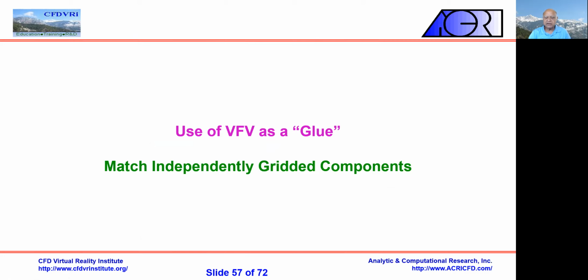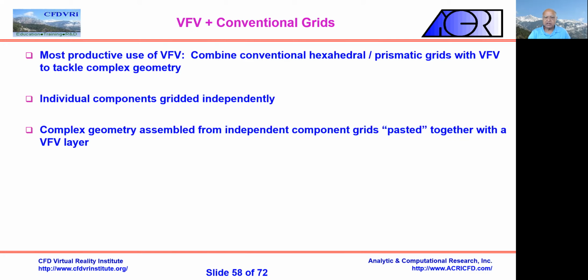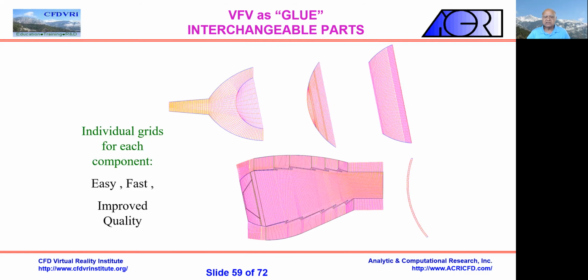So also one advantage of virtual finite volumes is that it can be used as a glue. It can be used for matching independent grid components, which is very important in complex geometries. Most with the regular geometries, you have to do a whole geometry together. That is sometimes almost impossible, or certainly very, very expensive.